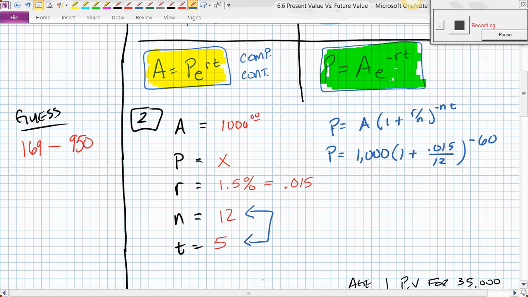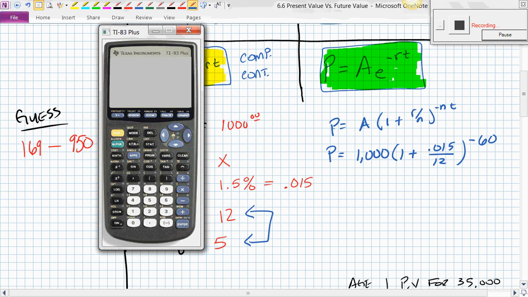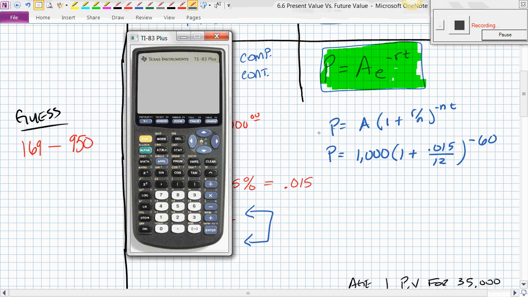All right, let's get our calculators out. I'll show you how to do this now. Calculators out. We're going to do the inside part first. So parentheses, 1 plus parentheses 0.015 divided by 12. Close parentheses, close parentheses. Now that number is, I got 1.00125. Now I need to raise that to an exponent of negative 60. Please make sure that you use the negative sign, which is the one that's below the 3, not the minus sign, okay? So hit enter.